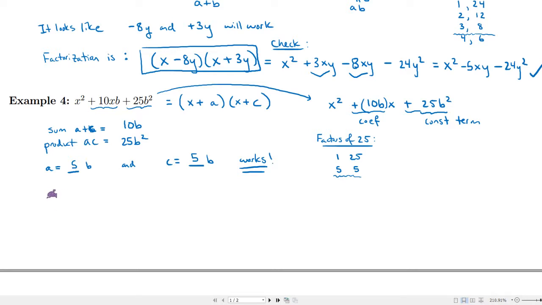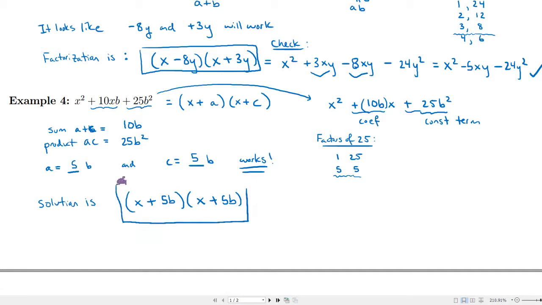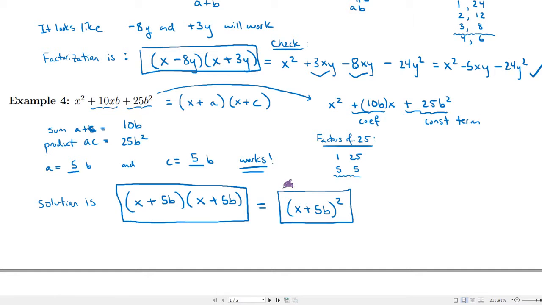Okay? So the solution is x plus our a, 5b, x plus 5b. So that's correct. We could also write it even nicer. We could actually write this as x plus 5b quantity squared. That's even nicer, right? So that's good.